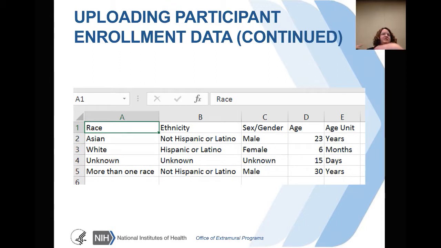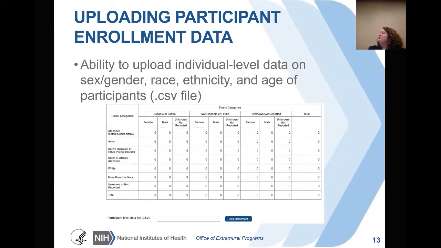So while you do submit the data to us in this format, when we look at the data, we're going to see a form that looks something like this. Your program officer is going to see the data displayed in the same form that we've been using for quite some time, and they will see a breakdown, an aggregate for sex or gender, race, ethnicity, and we will be adding age to this form as well.